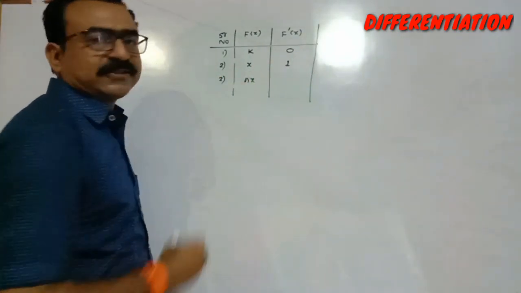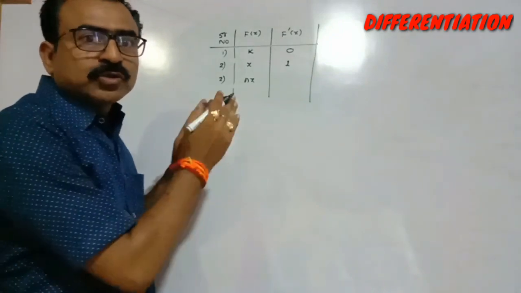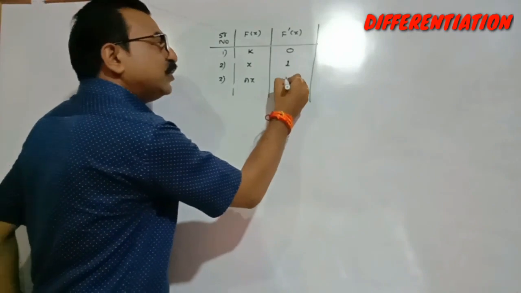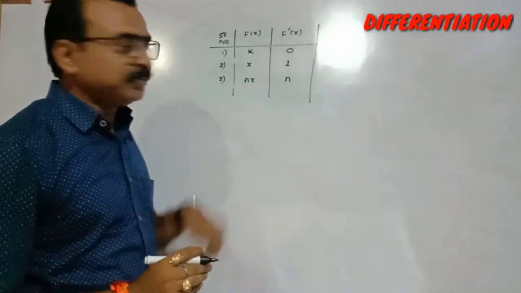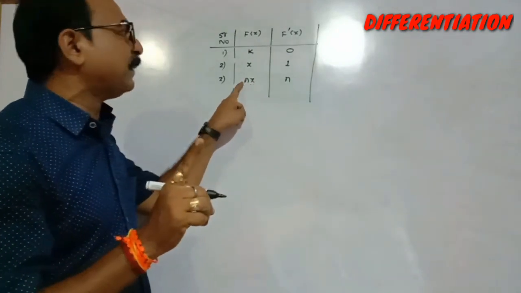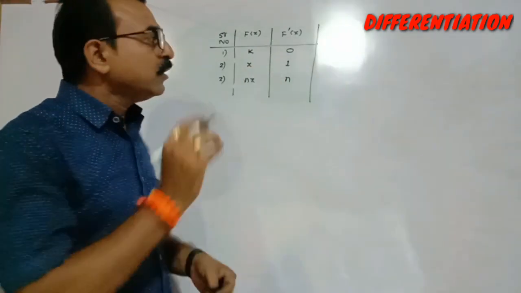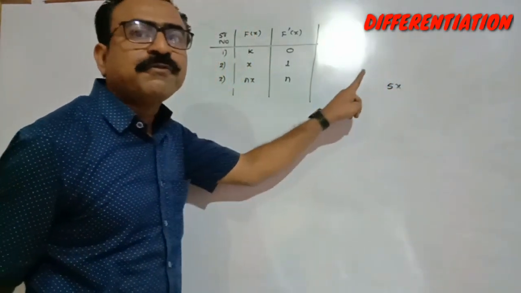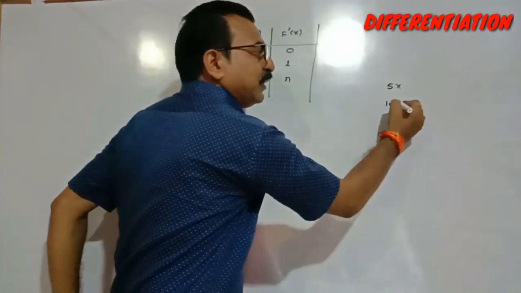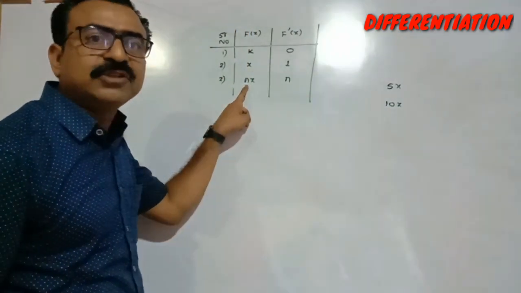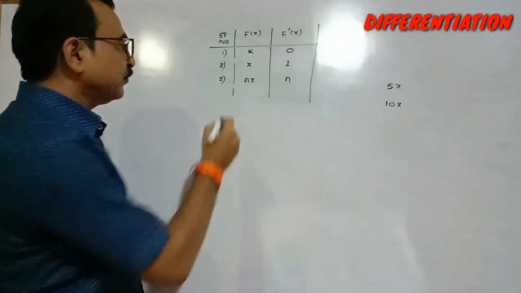Derivative of nx. Okay? So friend, the derivative of nx with respect to x is always taken as n, because the derivative of x with respect to x is 1, and 1 multiplied by n is n. Suppose you are given 5x, then what is the derivative of 5x? 5. What is the derivative of 10x? 10. Similarly, the derivative of nx is always taken as n.